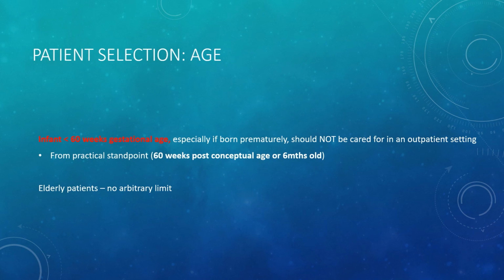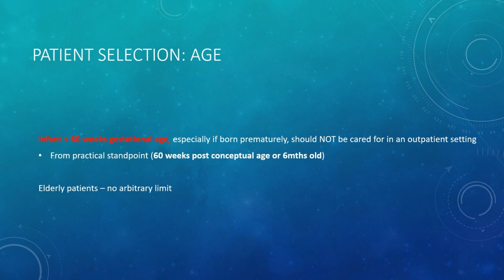Age. Below 60 weeks gestational age, and especially if they're born prematurely, there's a high risk of post-anesthesia apnea. The risk can be as high as 25%. So therefore, those patients should not be cared for in an outpatient setting. From a practical point of view, 60 weeks post-conception or 6 months old, that is an age group where you really have to reconsider.